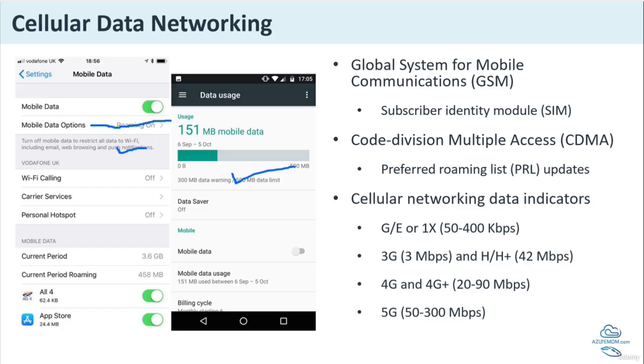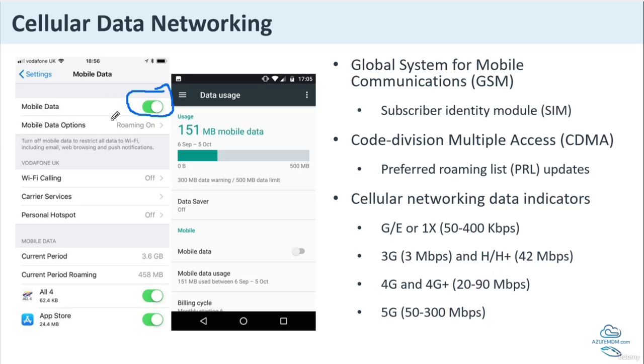Cellular data networking. Nowadays, we must have seen that our service providers like Reliance, Airtel, Vodafone, etc., provide us data as well for using the internet. Nowadays, we use it via SIM card. And in fact, this data is mainly like 1 GB, 2 GB per day. So you can enable that mobile data by just clicking on the mobile data over here.